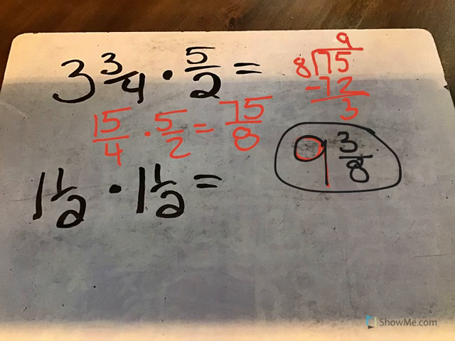On the last one, we have two mixed numbers. We need to turn them into improper fractions. How? Using MAD: multiply, add, denominator stays the same. So 2 times 1 is 2, plus 1 is 3.